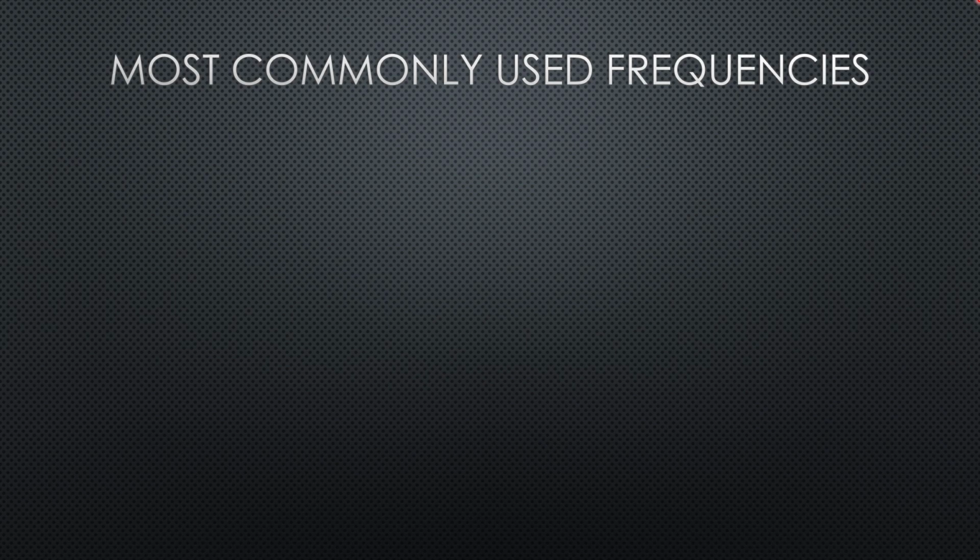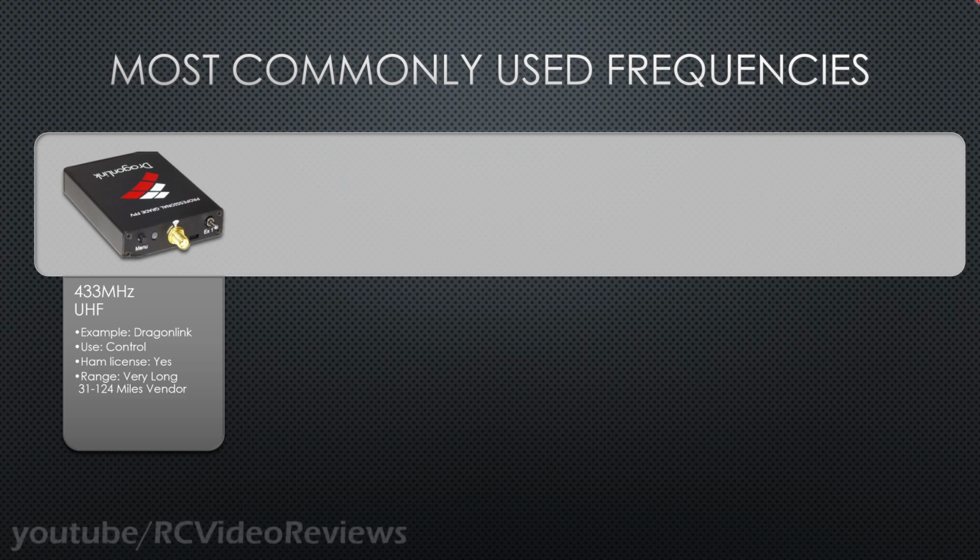All right, let's talk about the most commonly used frequencies in RF. First up is 433 megahertz. That is a UHF frequency. An example of a product that uses this frequency is the Dragon Link control system. Its primary use is control, so that device on the screen is a transmitter, and they also sell receivers that match up on the same frequency. A ham license is required to utilize this product, at least in the US, and in terms of range, very long range, 31 to 124 miles according to the vendor.